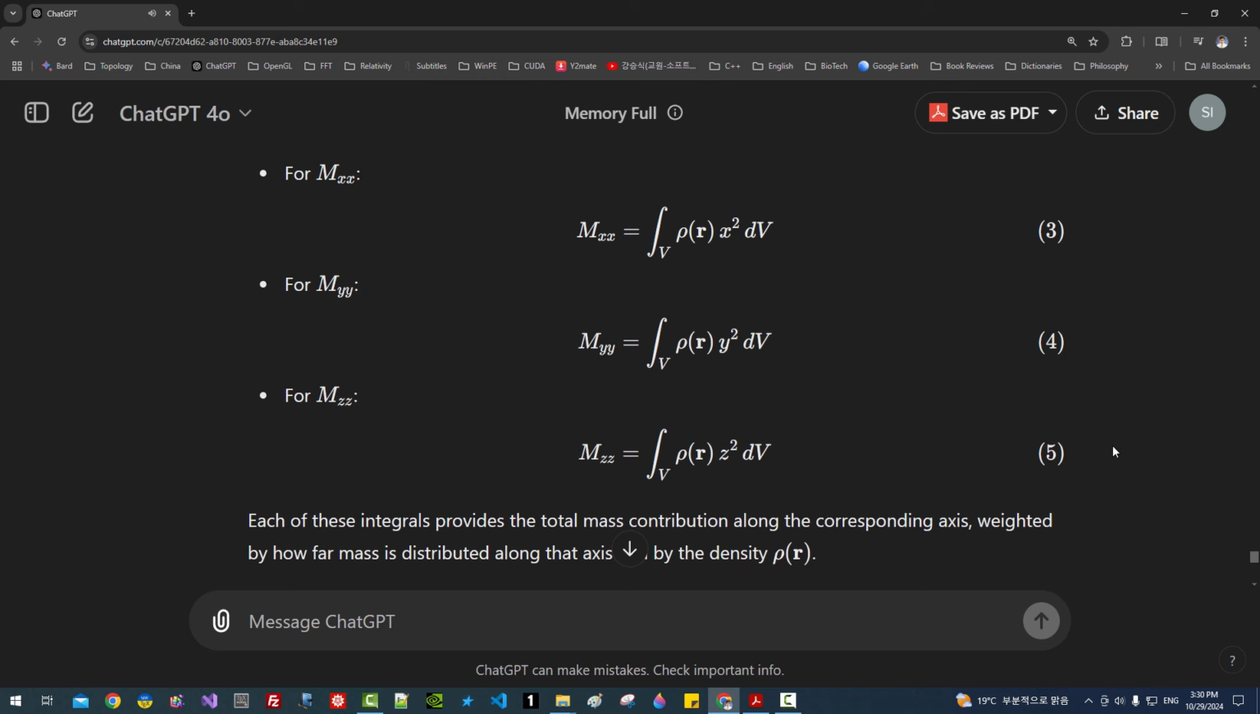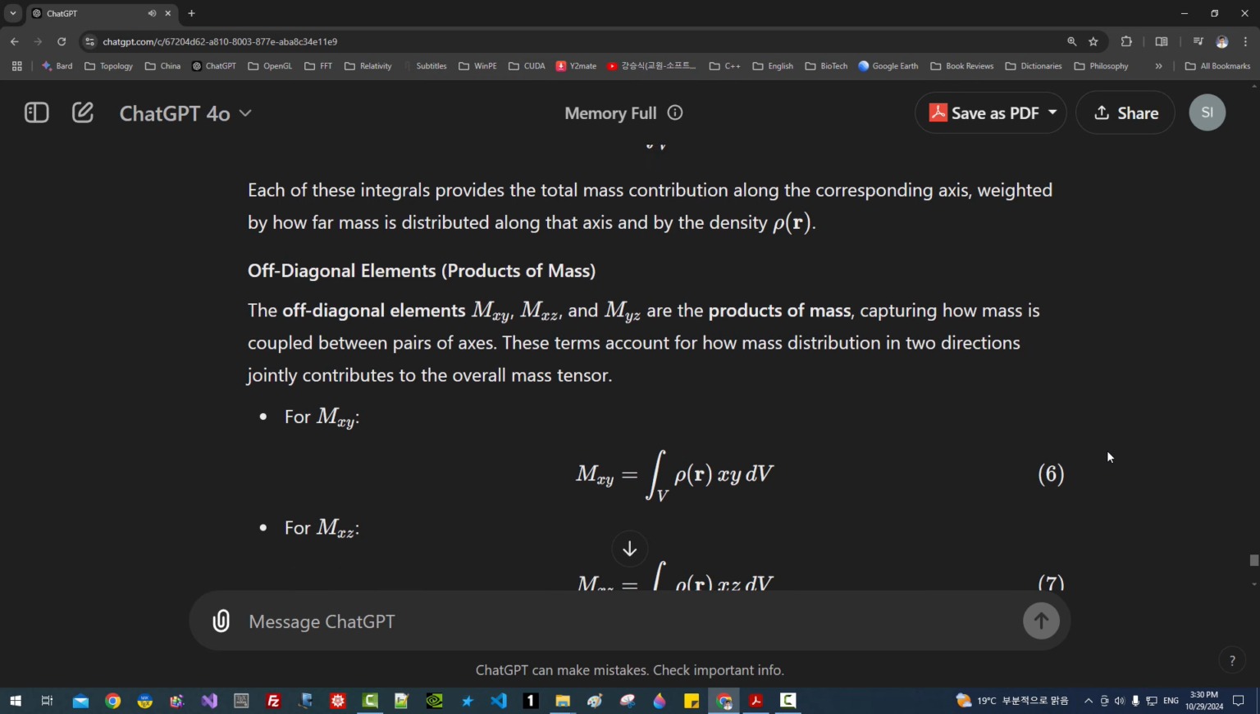M_yy equals the integral over V of rho y squared dV, (4). M_zz equals the integral over V of rho z squared dV, (5). Each of these integrals provides the total mass contribution along the corresponding axis, weighted by how far mass is distributed along that axis, and by the density, rho.